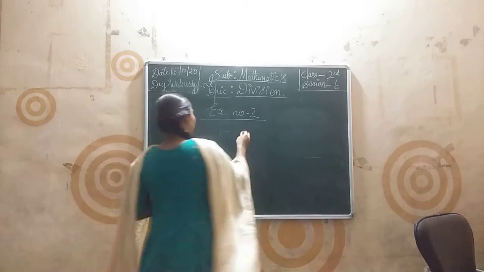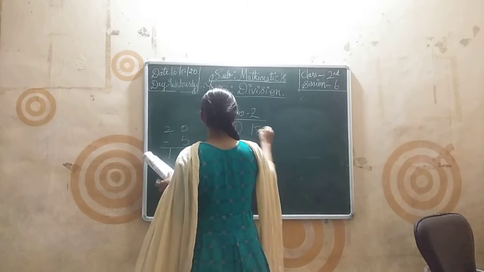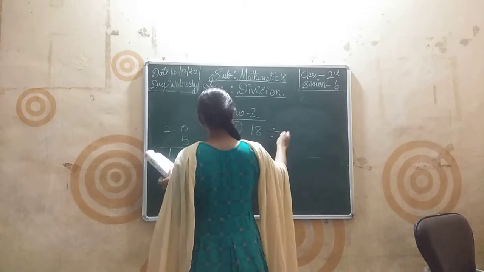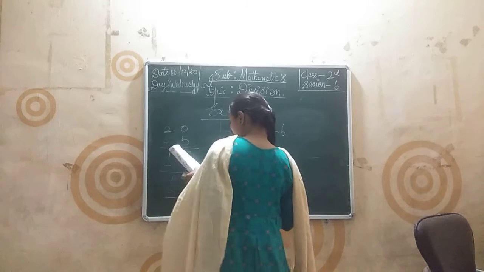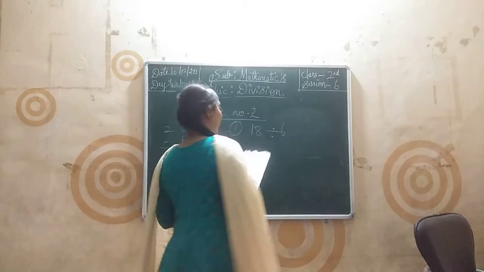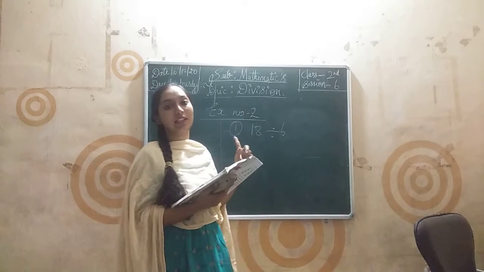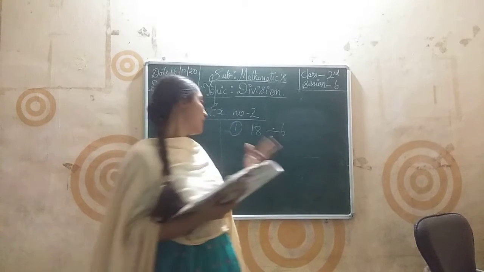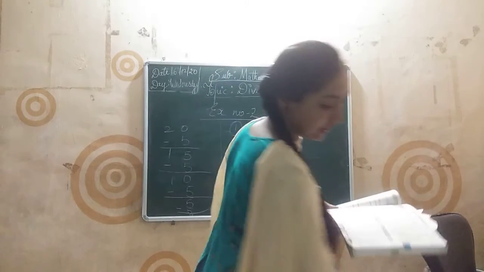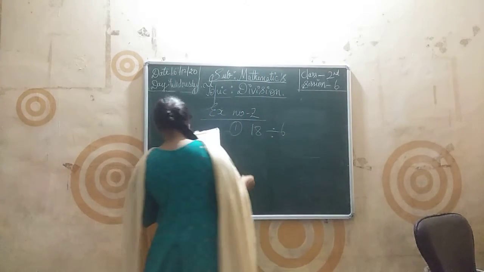I'll solve exercise number 2 problems. First problem, that is 18 divided by 6. Does 18 come in the table of 6? 6 ones are 6, 6 twos are 12 and 6 threes are 18. Yes.